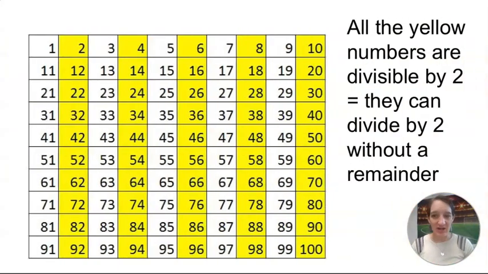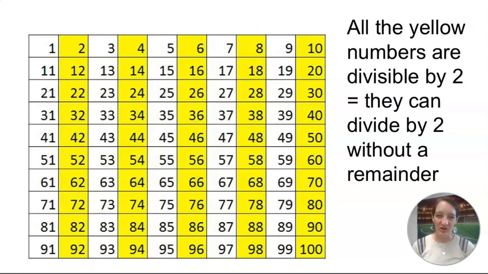All of the yellow numbers are divisible by 2, meaning they can divide by 2 without a remainder, right? If we take 20, let me use a different pen, 20 divided by 2 is 10. It goes in evenly. That is why 20 is highlighted yellow, because it's divisible by 2. So what I want us to figure out is what do all of these numbers have in common? Why are all of the yellow numbers highlighted? And why does that mean that they're divisible by 2?